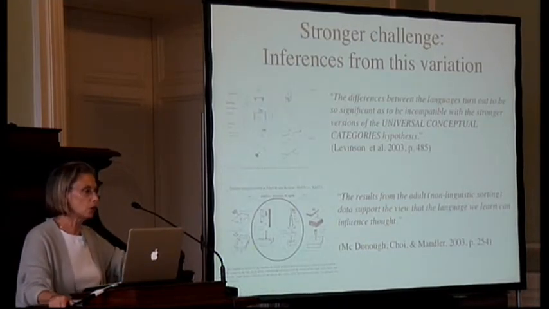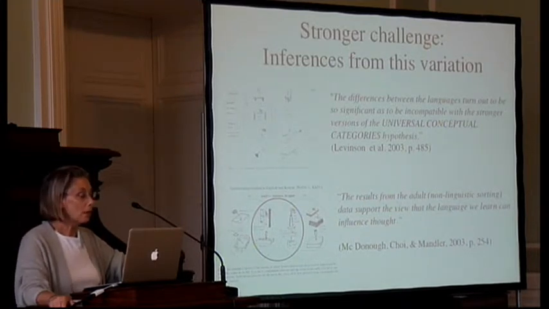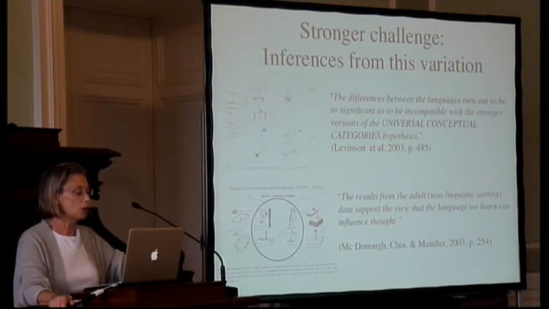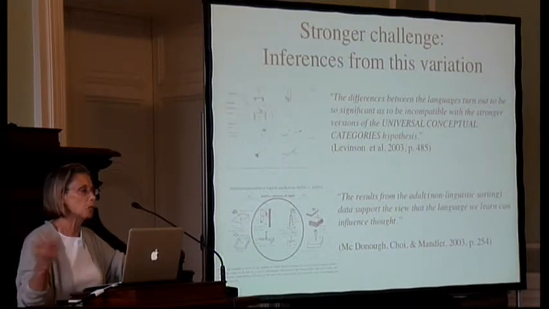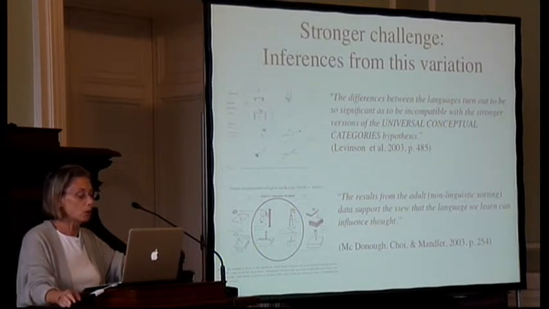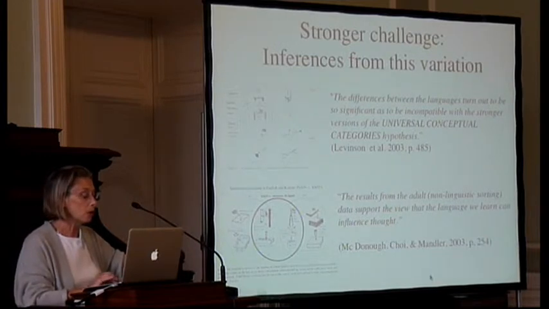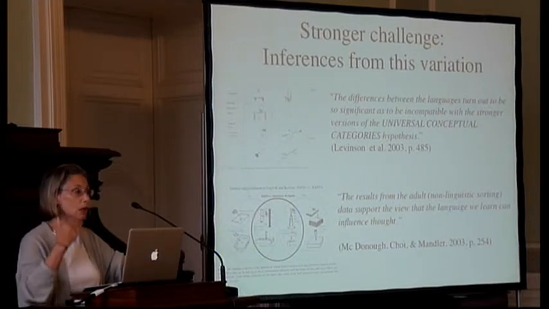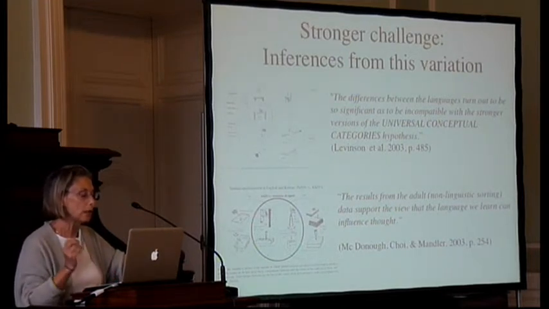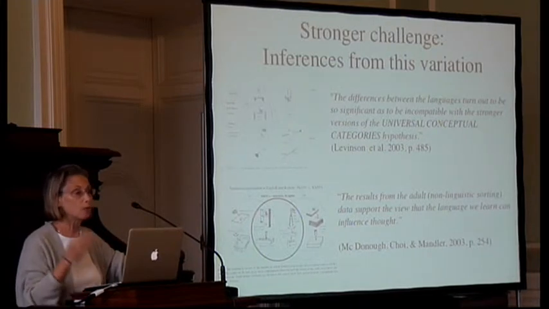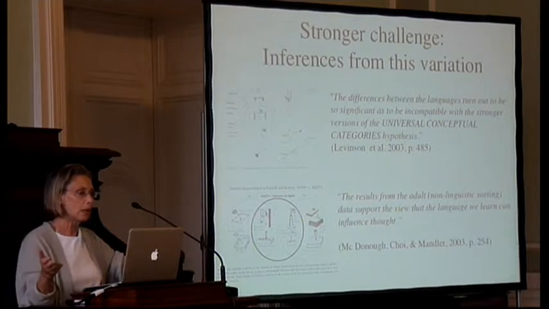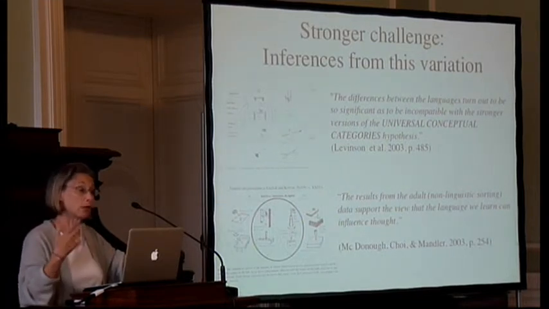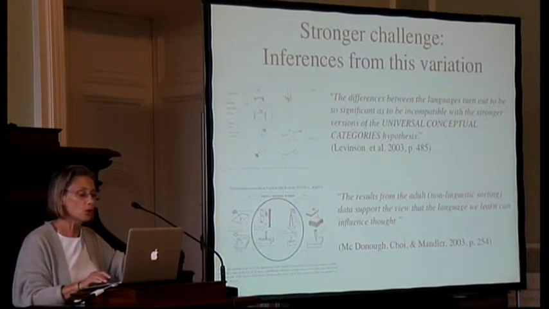But I think a stronger challenge is actually the inferences that people make from this variation. So Levinson et al., for example, say that the differences between the languages turn out to be so significant as to be incompatible with the stronger versions of the universal conceptual categories hypothesis, essentially saying it doesn't make sense to talk about universals if you really have such widespread cross-linguistic variation. In terms of the tight and loose fit exemplar, McDonough, Choi, and Mandler have taken this one step further into the language and thought domain and have claimed the results from adult non-linguistic sorting data support the view that the language we learn can influence thought. So this challenge is really the idea that if you're learning a language that encodes spatial relations very differently, it's actually going to change the way that you think about space. So those are the stronger inferences, I think, from cross-linguistic variation.